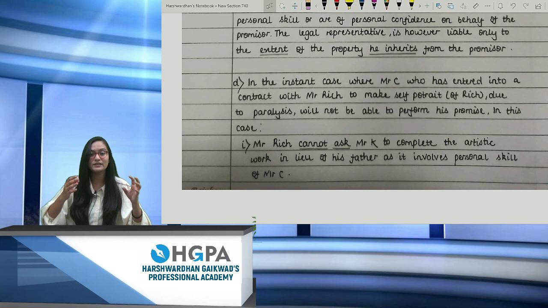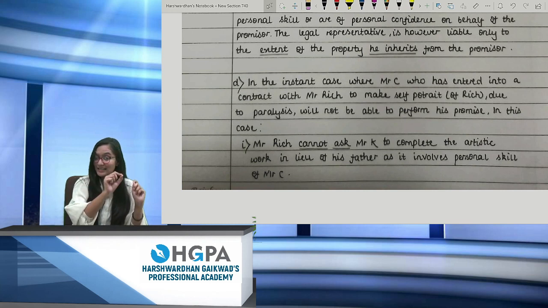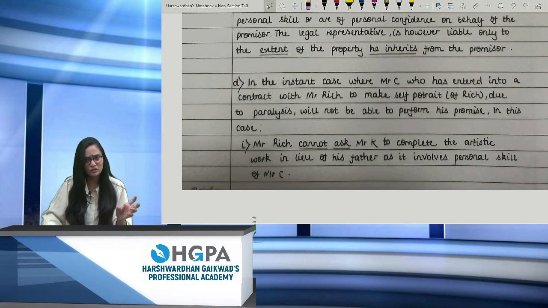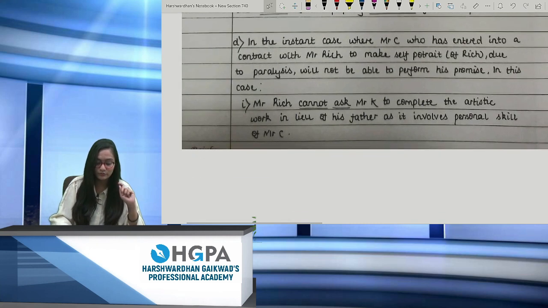You don't have to copy the entire question, but your starting line, in the instant case, or you can also say according to the case mentioned above, or according to the question given. You can also write that, and then you continue writing. Whatever 1-2 lines you can write about the question, and then you come to your conclusion.